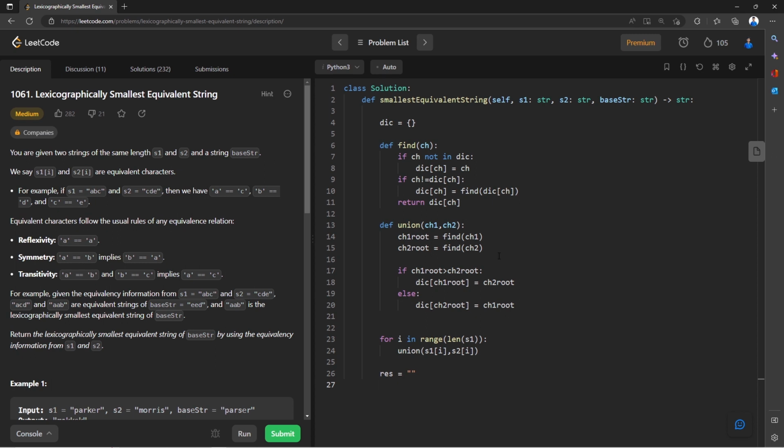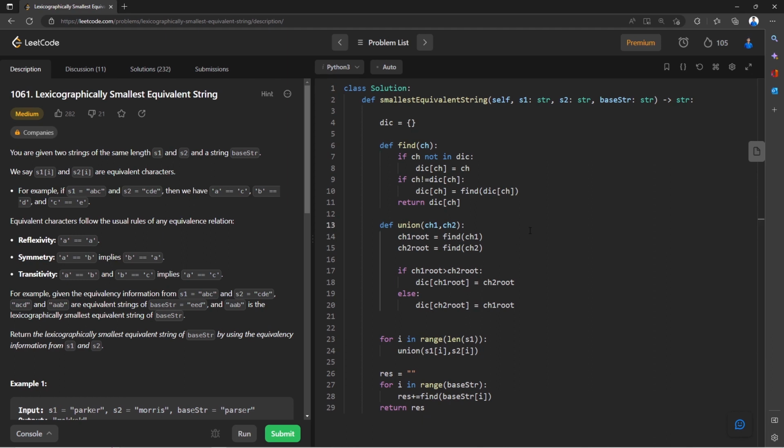Now I can traverse our base string. So I can say for i in range of base string, for every character you have to find the root and add it to our string. So I can say result plus equal to find the root of every character which is present in base string. So base string of i, and you just have to return that, return result. I hope this much is clear to you.